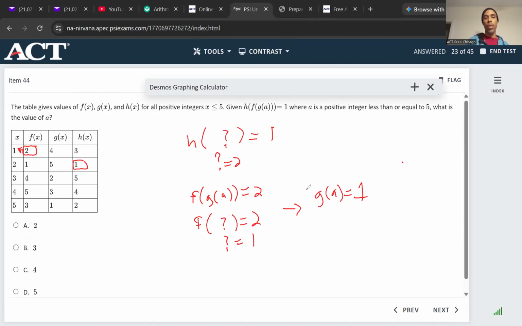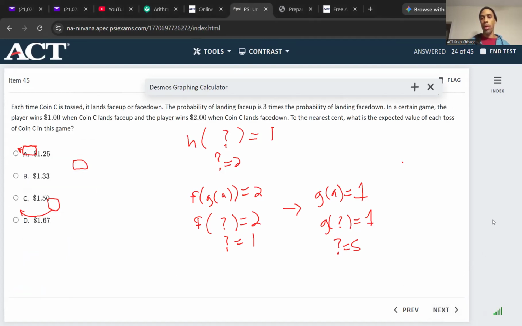So we look at the g function now, and it was equal to 1 here. And what was the input? The input was 5. So g of what equals 1? That what is 5. So that's D. That is D. That's a lot of work on that one.